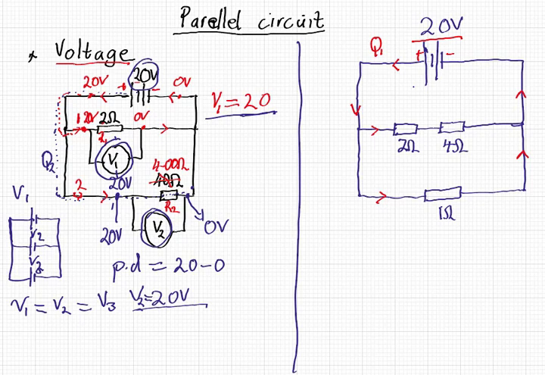Okay, so we are talking about charge number 1. For charge number 1, let's see what happens. Charge number 1, as it leaves here, it has 20 what? 20 volts, right? There are 2 branches. Remember, we're going to talk about 2 test charges because there are 2 branches.